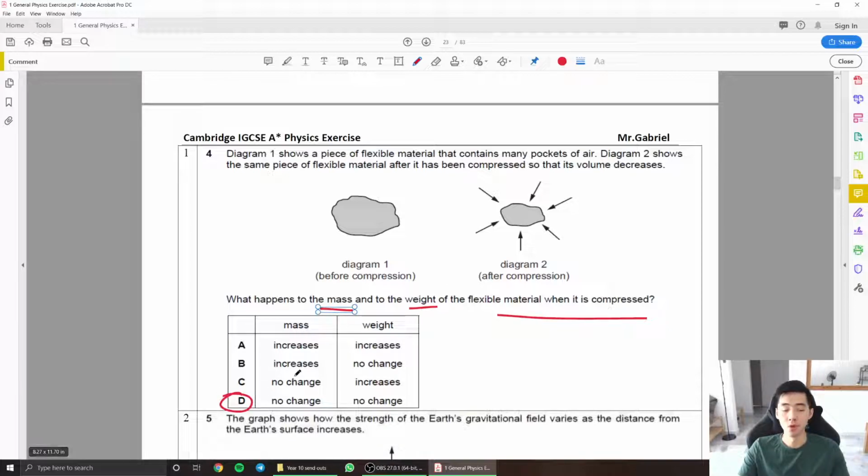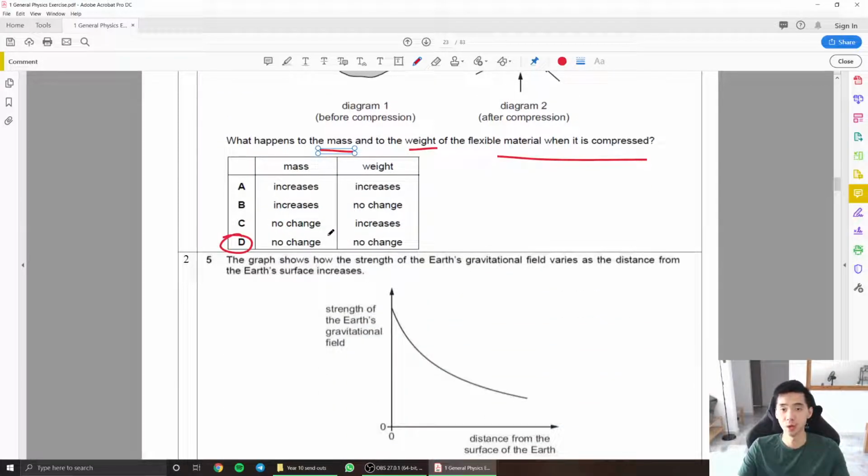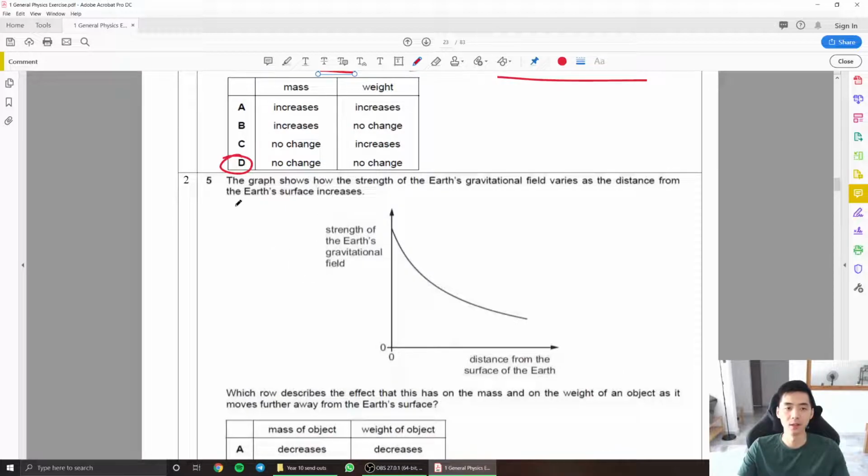It should both not change at all. Compressing an object is not going to make it any lighter, guys. It will make it smaller, but it's not going to make it any lighter.